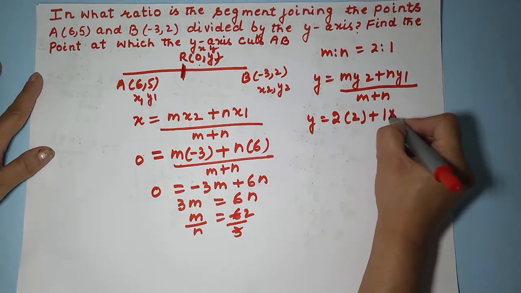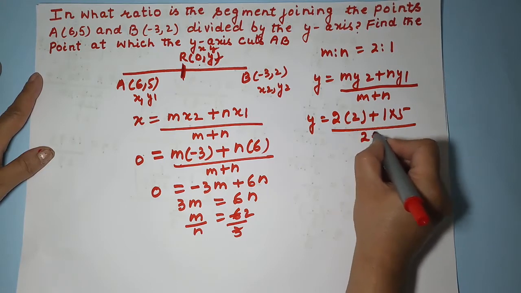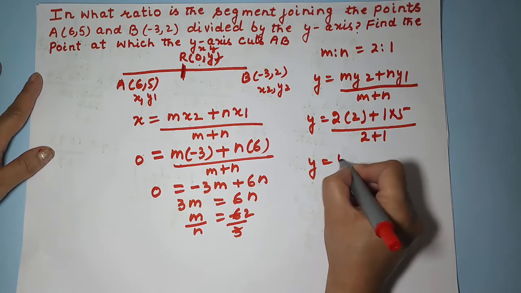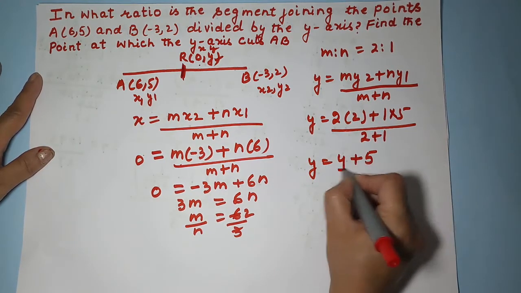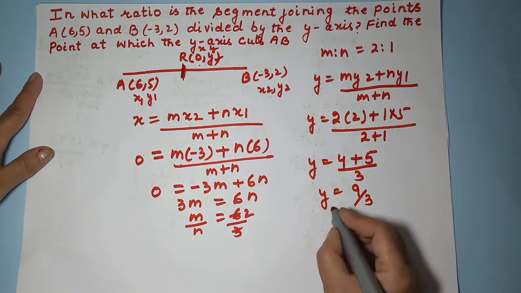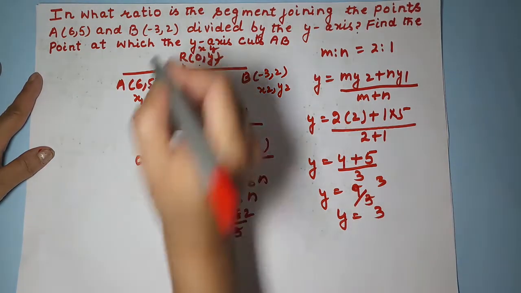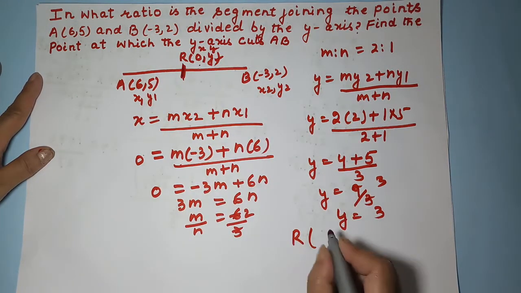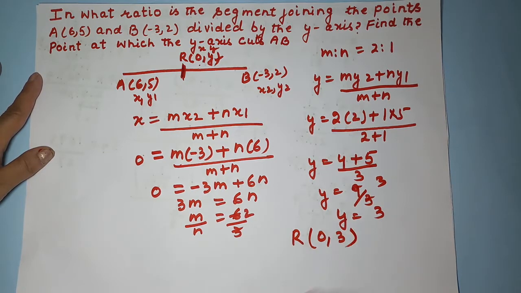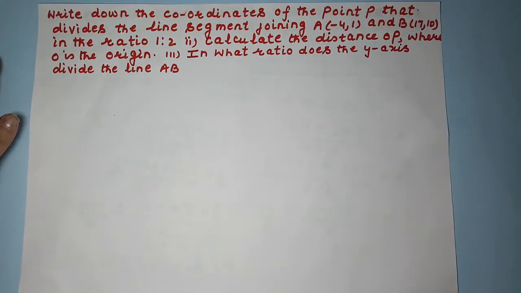It is 5, divided by m plus n, that is 2 plus 1. So y is equal to 4 plus 5 upon 3, so y is equal to 9 upon 3. So y is equal to 3. So what are the coordinates of R now? Coordinates of R are 0 and 3. Fine. Okay, let's go to another sum.